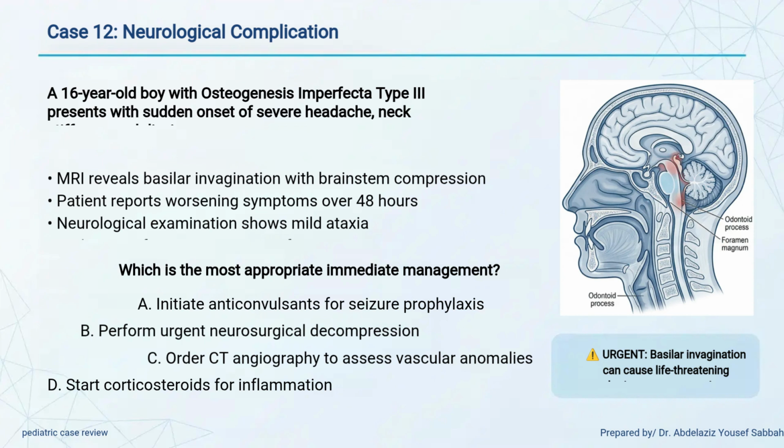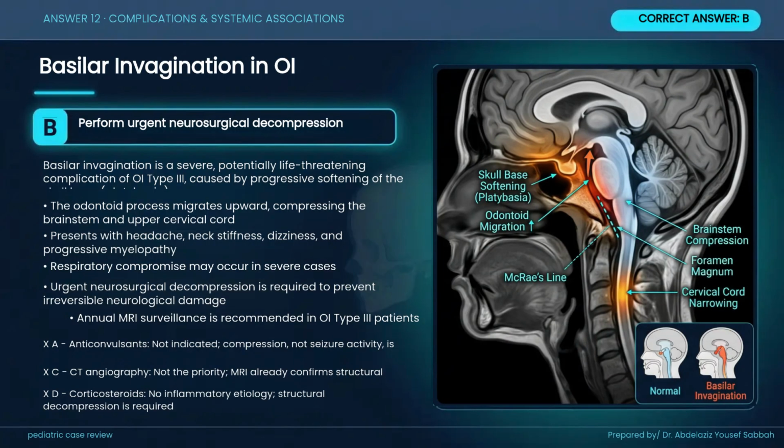Option A. Initiate anticonvulsants for seizure prophylaxis. Option B. Perform urgent neurosurgical decompression. Option C. Order computed tomography angiography to assess vascular anomalies. Option D. Start corticosteroids for inflammation. The correct answer is Option B.